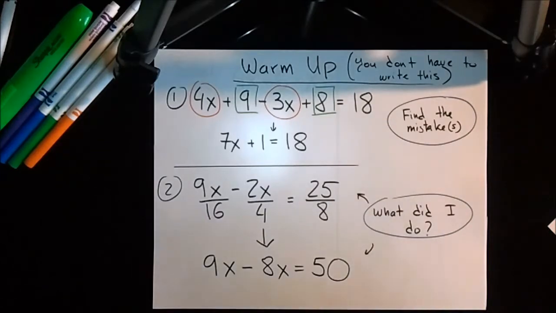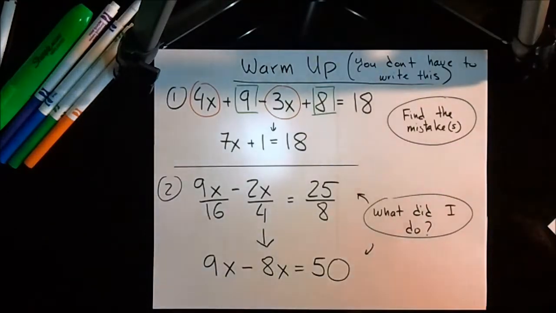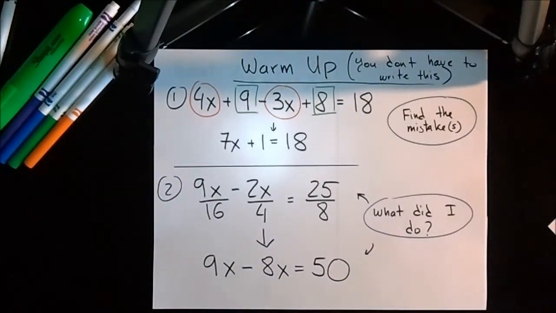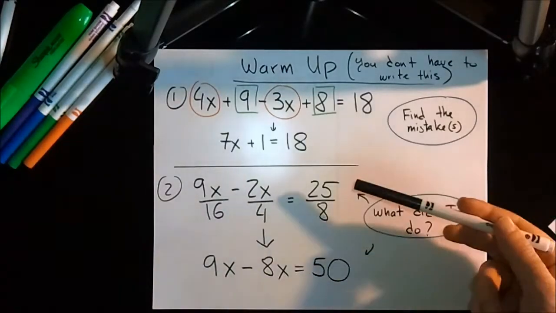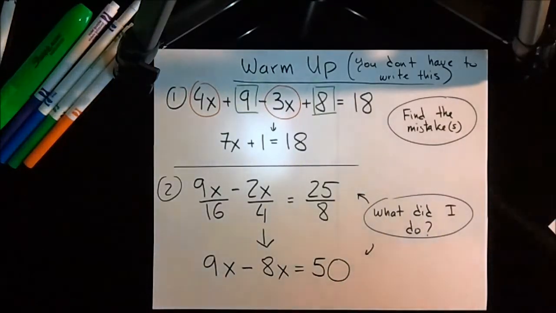Alright, so to start the lesson off, I have two warm-ups here, and no, you don't have to write them. What I will ask you to do is to go ahead and, in the first one, find the mistake or mistakes, if there's more than one, and in the second one, tell me what I did to go from this step to this step. So in detail, explain how I went from here to here. Go ahead and take a few minutes and think about it, and then I'll ask some volunteers for some suggestions and some answers to these.